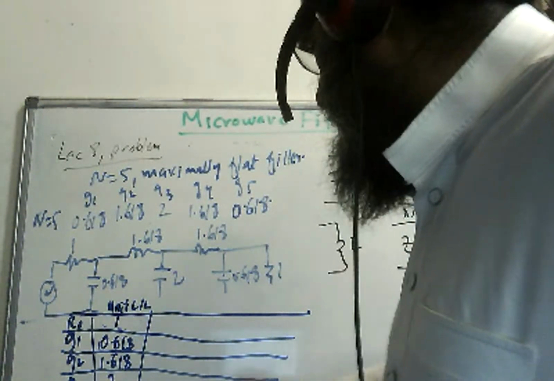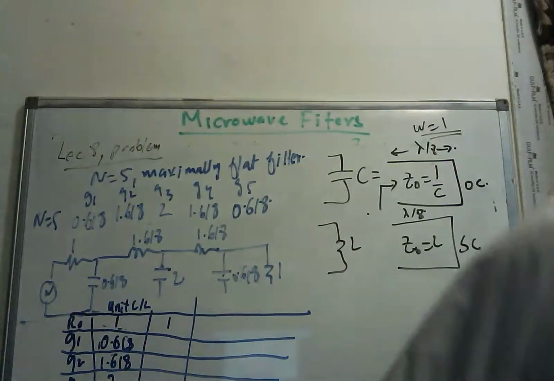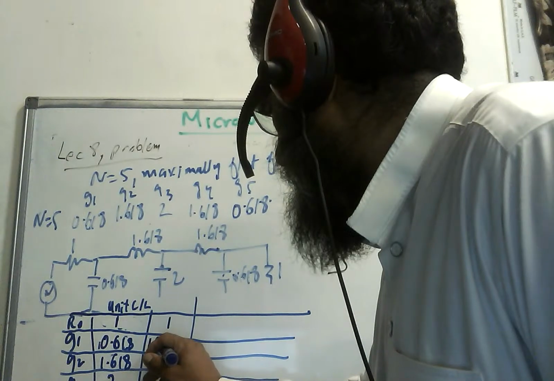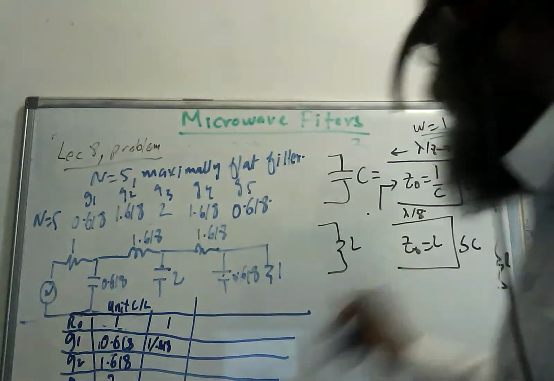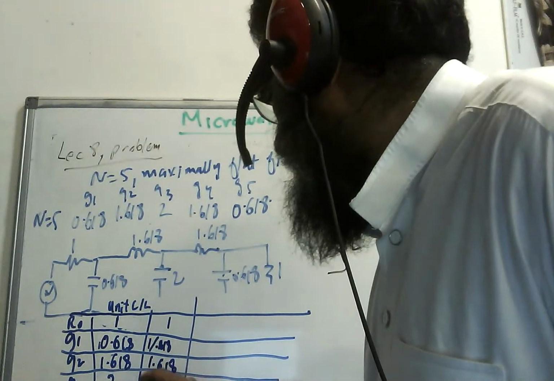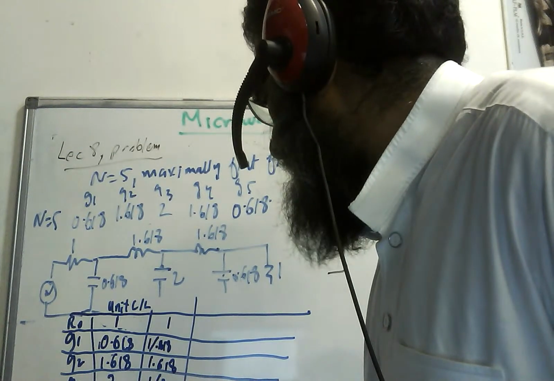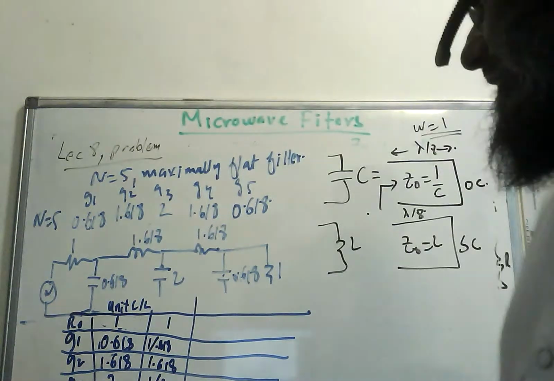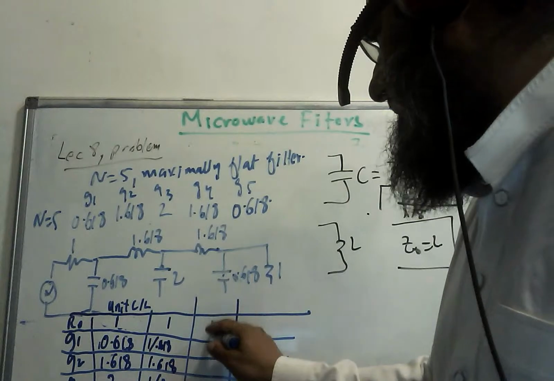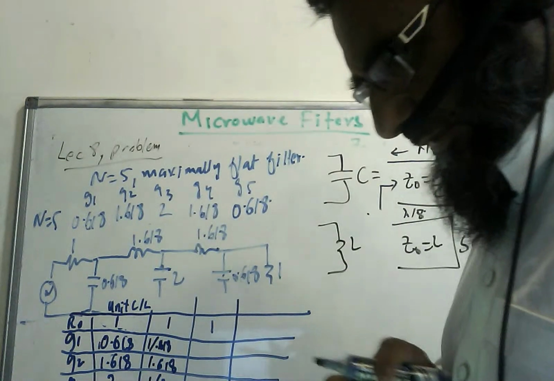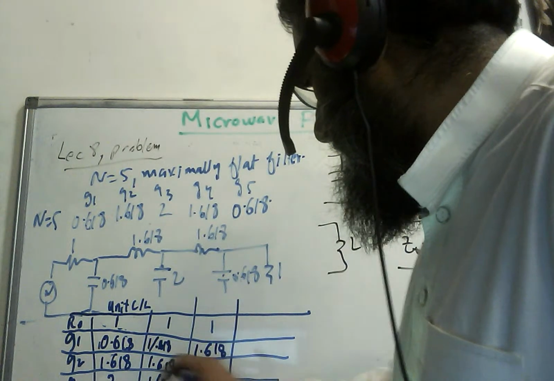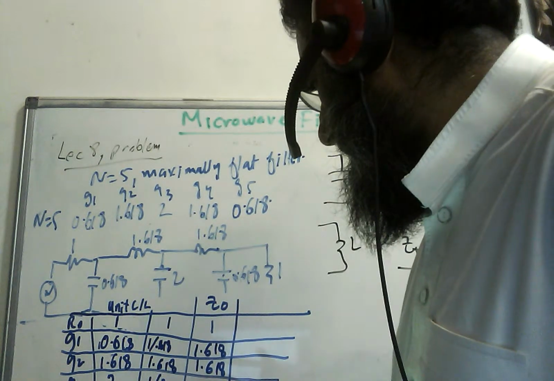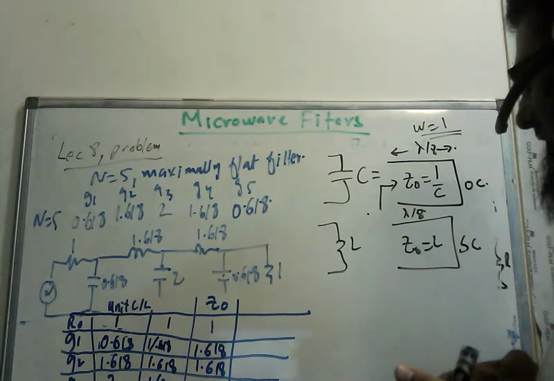Okay, now the next step is to find the impedance. This is 1 over 0.618. This will be same because it is inductance. It will be 1.618. This is 1 over 2. This is again 1.618. So I can write the actual values here. This is 1, 1.618, because 1 over 0.618 is 1.618. This will be same. So this is the equivalent Z naught. This is 1 over 2, which is 0.5.